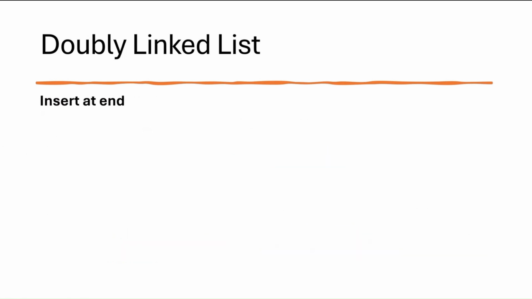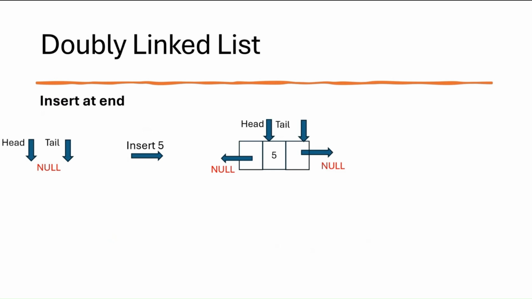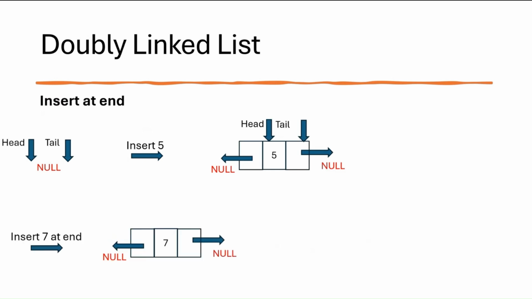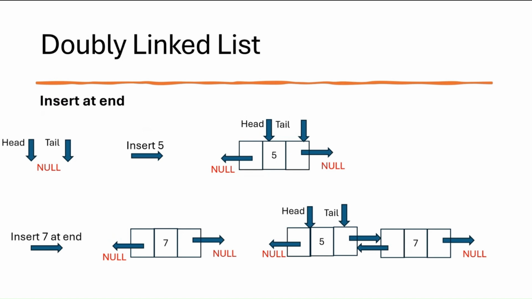Now inserting at the end. So if we want to insert at the end, let's say we have one node here and we want to insert 7 at the end. We create the node 7 with previous and next as null. And you can see that we connect the previous of the new node to our tail, and next is null, and the next of the tail should be pointing to the new node, right? And then we shift the tail pointer to the new node, right?